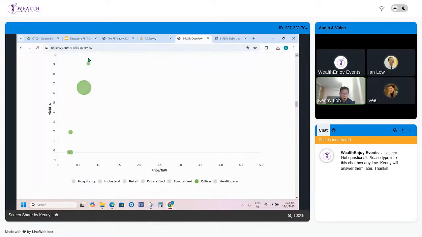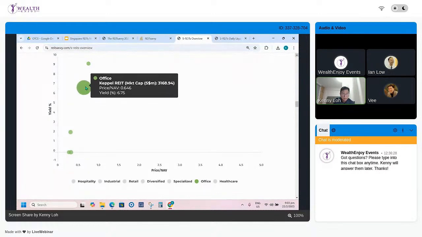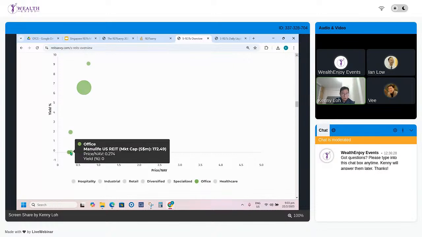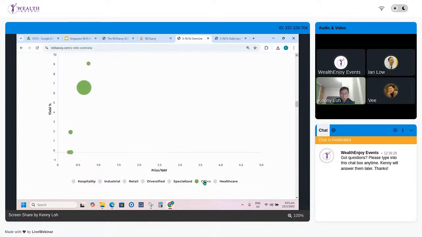You can see that most of the office sector are trading below the book value of 1 over here. Elite UK REIT's price to book is 0.756. And even Keppel REIT, which owns Grade A offices in the CBD area, is only trading at a price to book of 0.6, which is pretty undervalued. Of course, with all the US office REITs currently in trouble now, right? So in terms of valuation, the office sector is the most undervalued sector at the present moment, right?